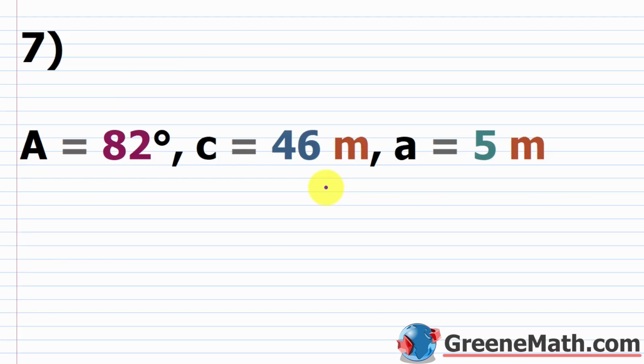All right, let's take a look at problem 7 now. So we have the measure of angle A is 82 degrees. We have the length of side C is 46 meters. And we have the length of side A is 5 meters. So again, side A is opposite of this angle A. So these two form a pair.